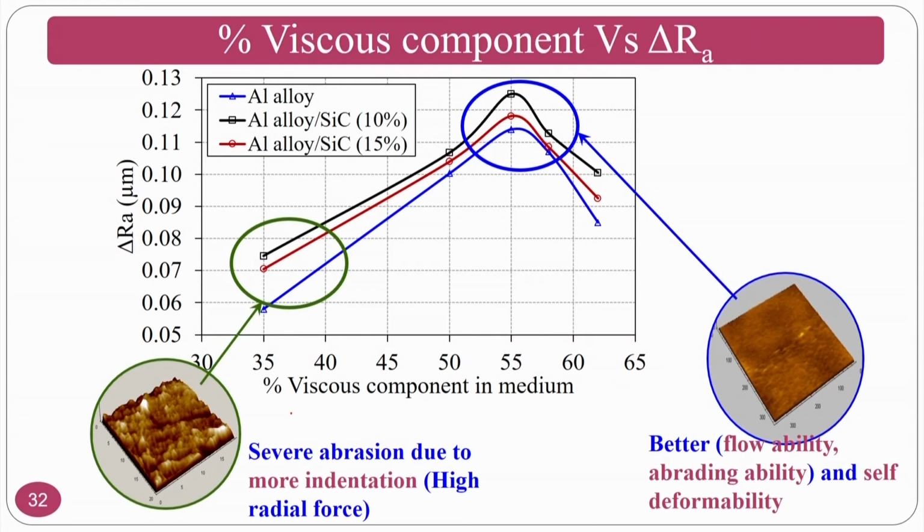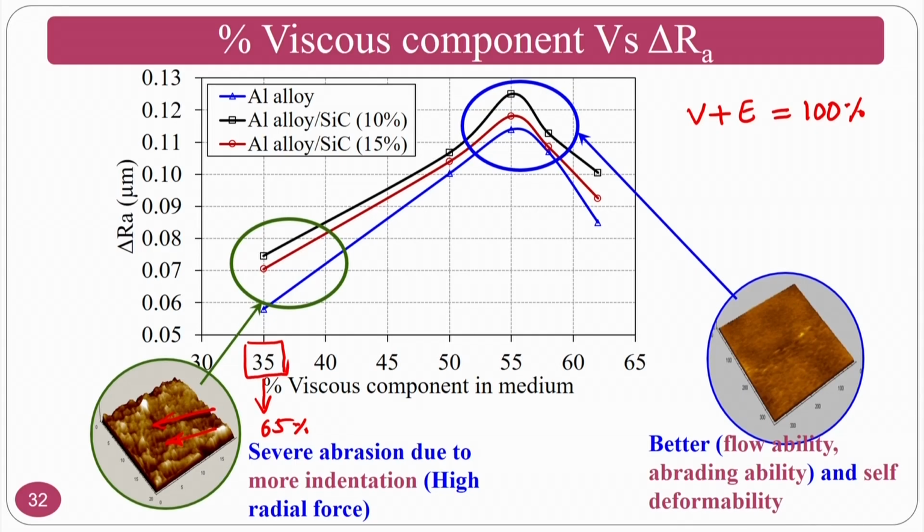If you see the effect of rheology on the finishing of the medium, the viscous component plus elastic component is considered to be 100% in a viscoelastic medium. If you have 35% viscous component, then 65% will be your elastic component. That means the elastic component is too high, because of which it is not only shearing the peaks, but also creating its own scratch marks. That is why the change in roughness is less.